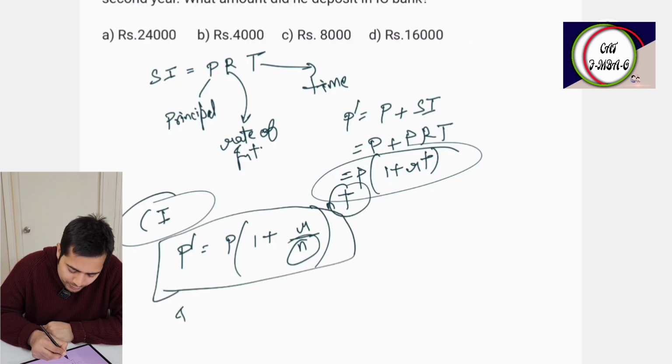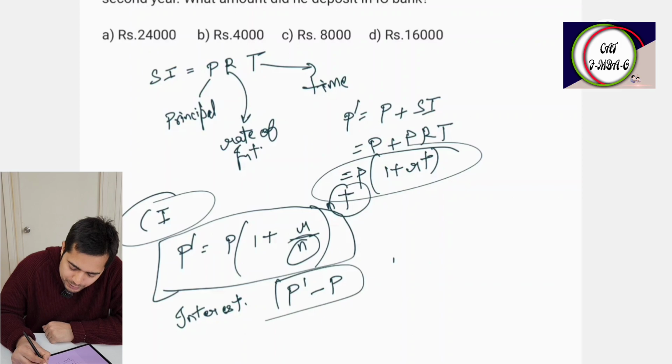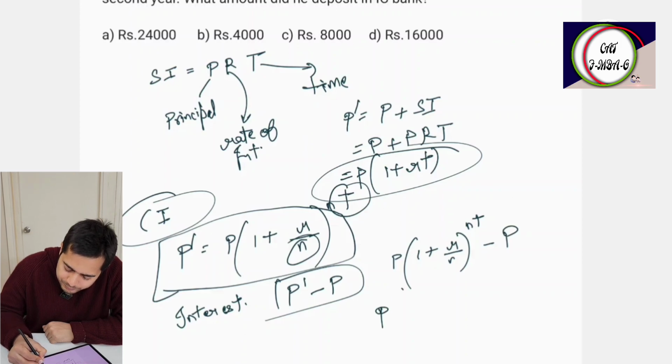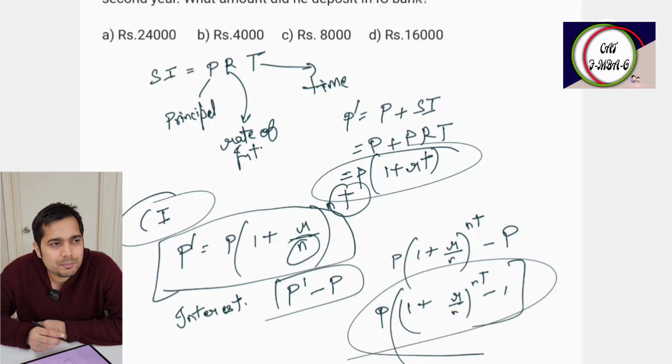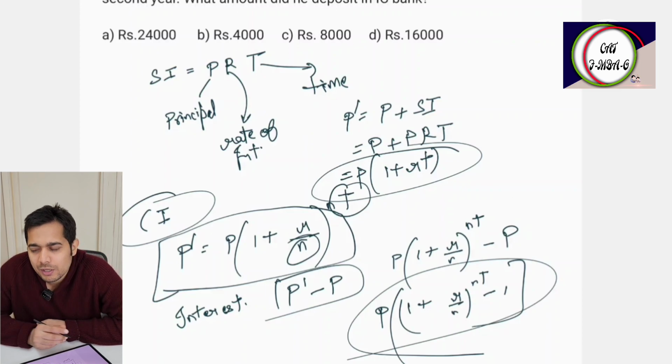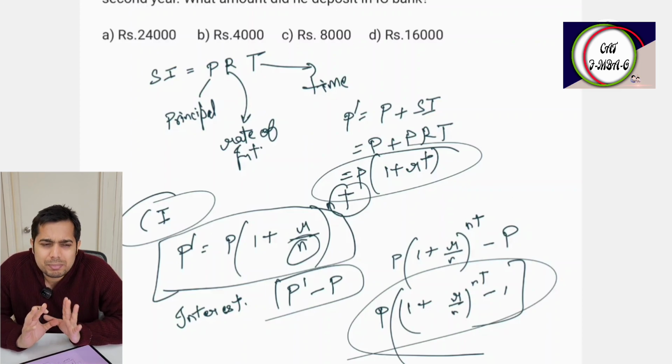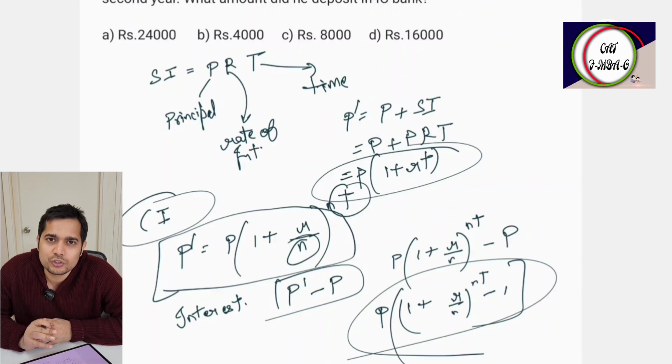And if you want to find out the interest, then P dash minus P will be the interest, or P into (1 plus R by N) to the power NT minus P, or P into ((1 plus R by N) to the power NT minus 1). This will be the interest of yours in the compounding formula. So this is the basic concept. If you understand this concept, you can solve all the banking questions easily. Let us move ahead to the next question.